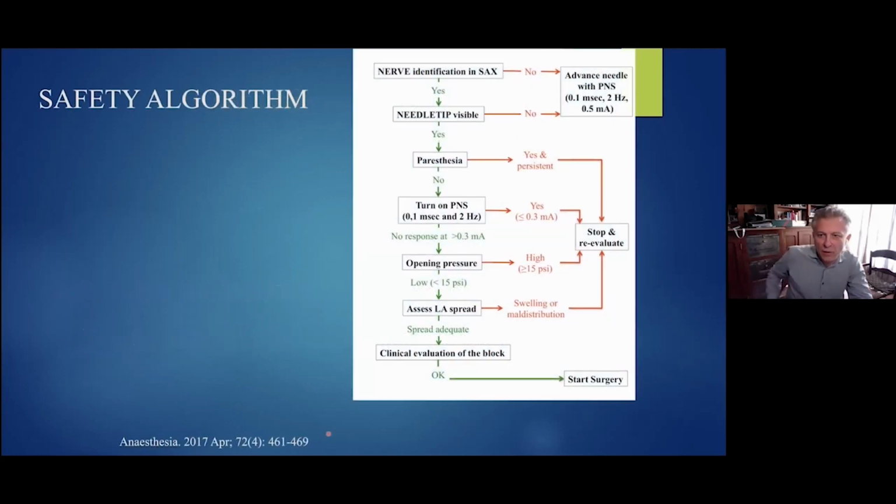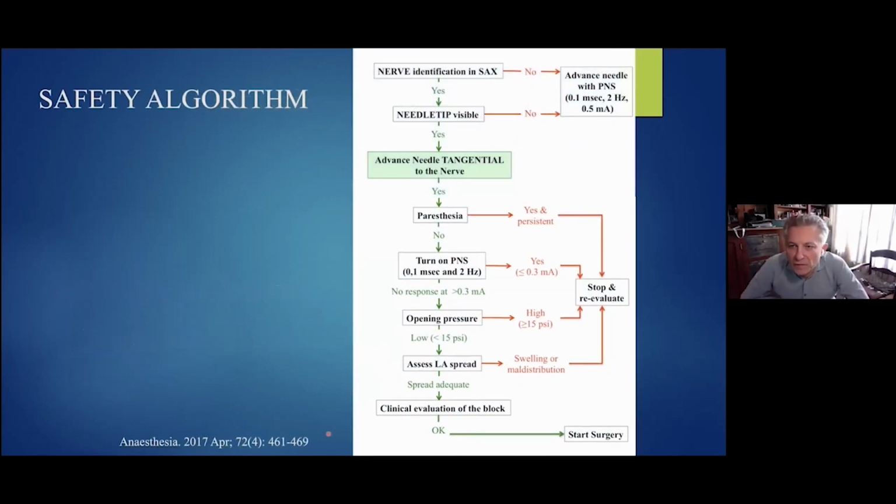So in the safety algorithm, we identify the nerve in short axis, we look at our needle tip, we advance tangential to the nerve, we avoid paresthesia, we avoid a motor response with our peripheral nerve stimulator at a current intensity of 0.3 milliamps or even a little bit more. We avoid high opening pressures. We assess the local anesthetic spread, and we evaluate our block before surgery.